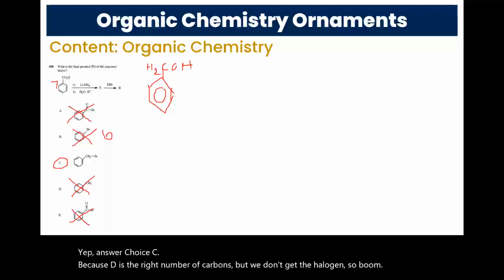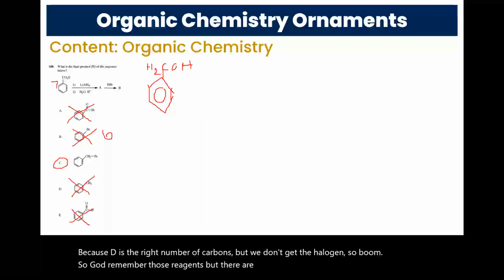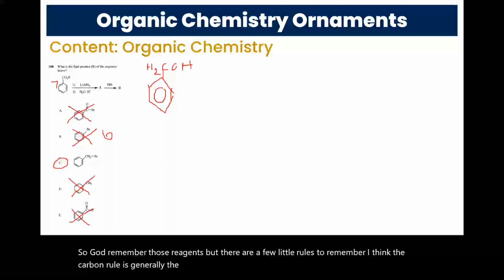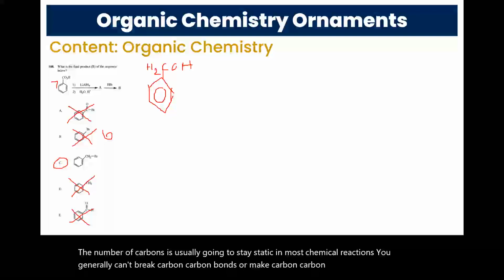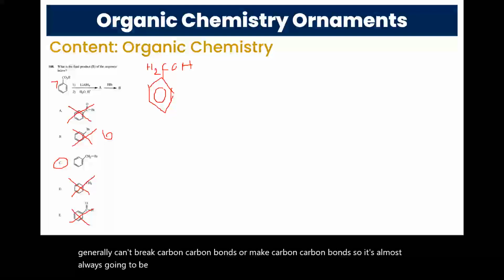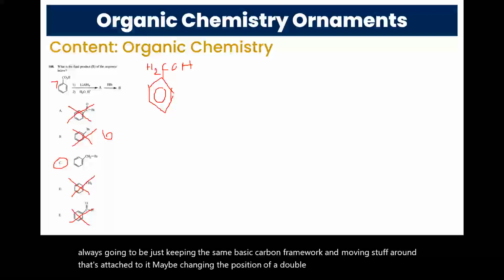So got to remember those reagents, but there are a few little rules to remember. I think the carbon rule is generally the most important one to remember, that the number of carbons is usually going to stay static in most chemical reactions. You generally can't break carbon-carbon bonds or make carbon-carbon bonds. So it's almost always going to be just keeping the same basic carbon framework and moving stuff around that's attached to it. Maybe changing the position of a double bond or something like that.